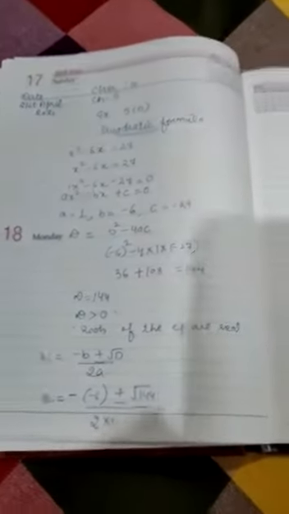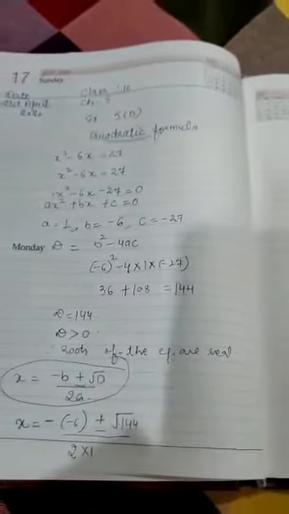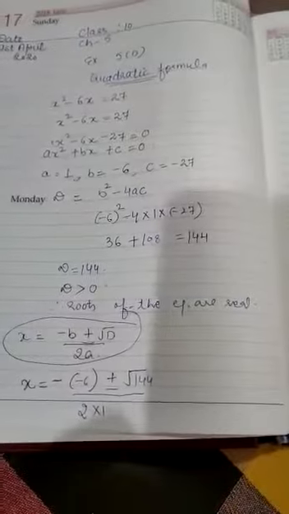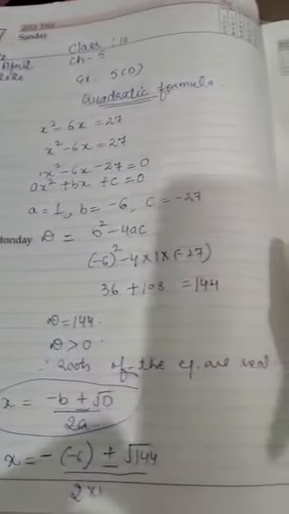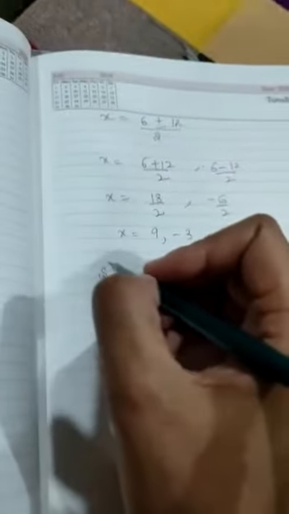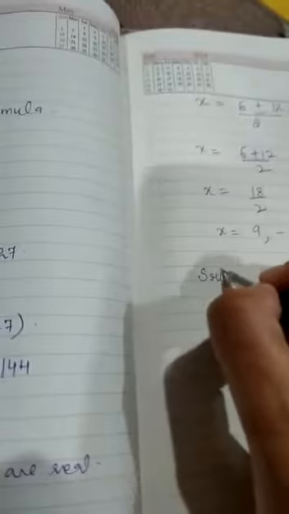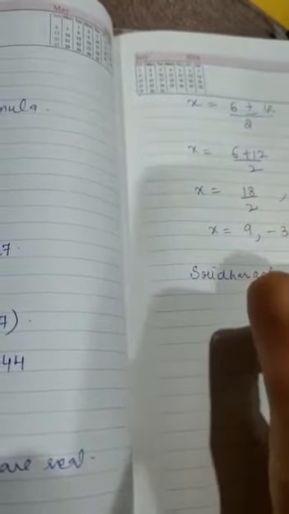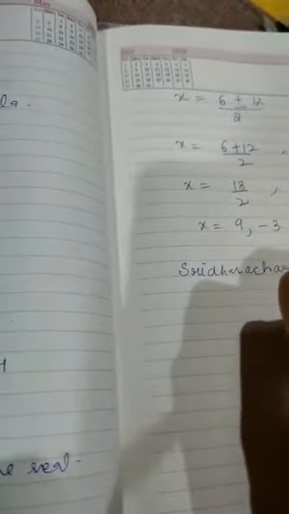So this is the formula through which we can find the roots of the equation, and this method to find the roots of the equation, that is x is equals to minus b plus minus under root d by 2a, is called Shridharacharya's method. This is called Shridharacharya's method, that is the quadratic formula.